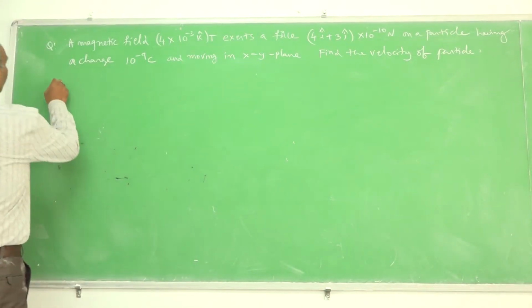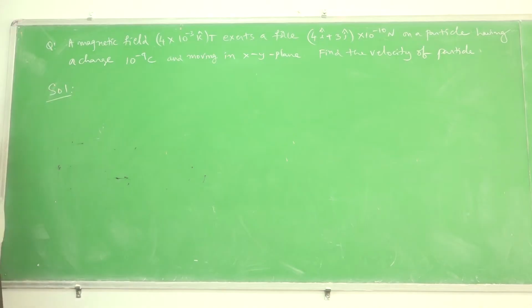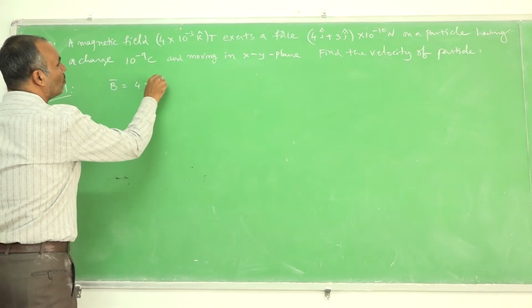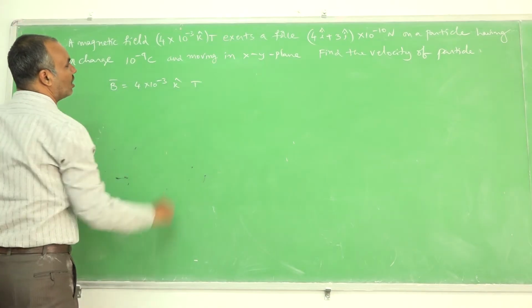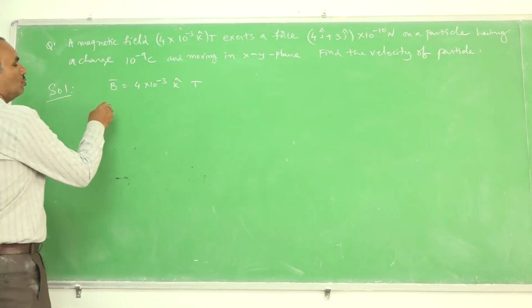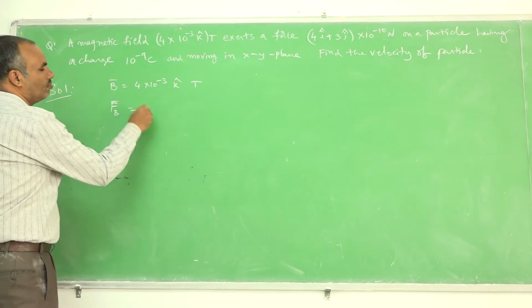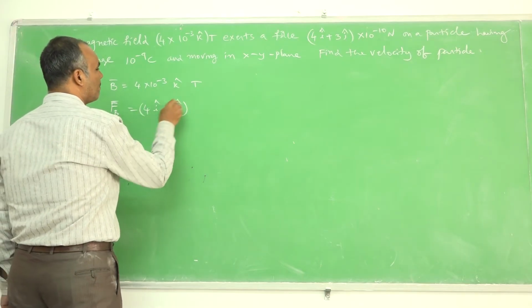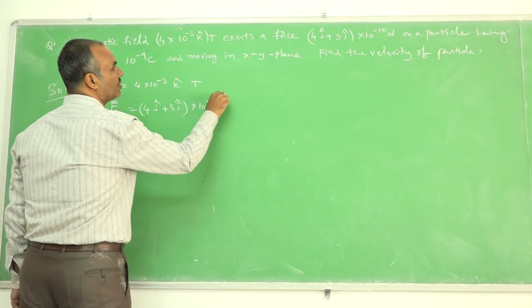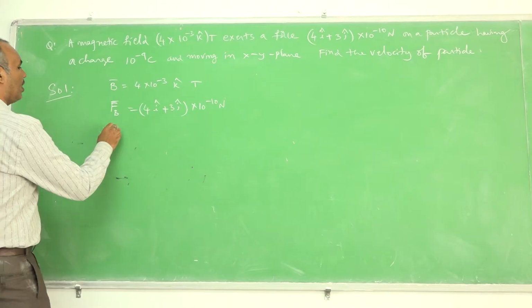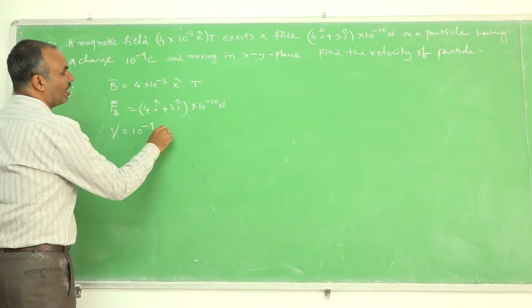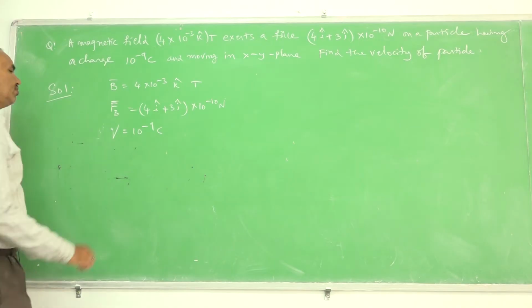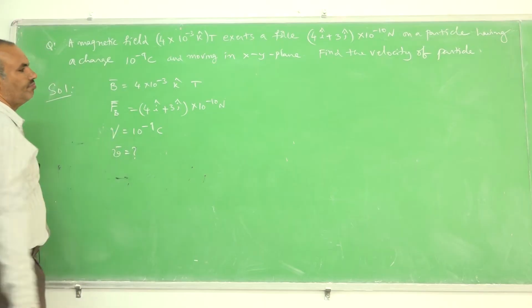So, what is given to us? Strength of magnetic field they gave 4 into 10 power minus 3 Tesla. Force due to magnetic field 4 i cap plus 3 j cap into 10 power minus 10 newtons. Charge on the particle 10 power minus 9 coulombs. Particle is moving in xy plane. What is the velocity of the particle? This is the question mark.